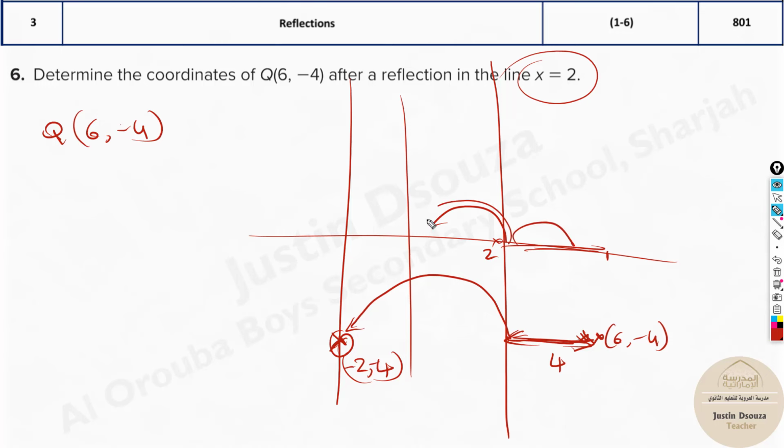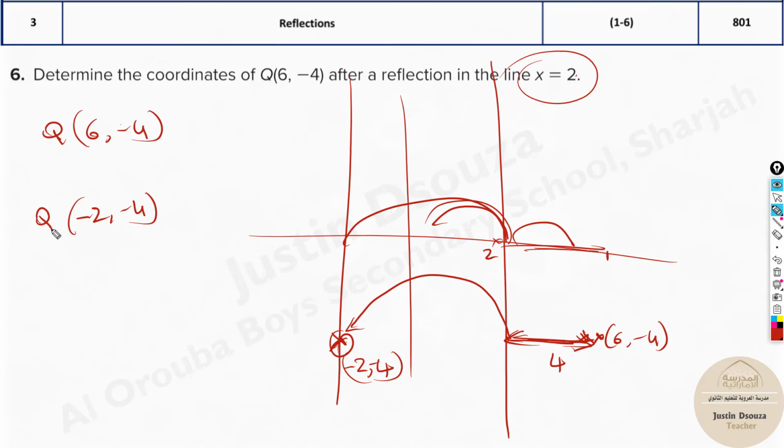Now this side, now the opposite side. So what happens? Opposite is the left side. So it's -4 here. From 2, sorry, not from here. From 2, it is -4. Why? Because the difference from 2 to 6 is 4. Now from 2 we have to go 4 units back. It will be -2, -4.